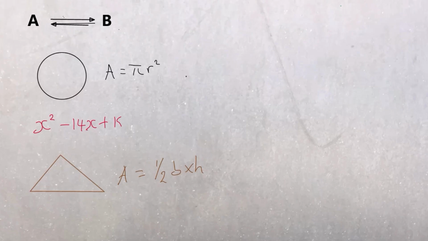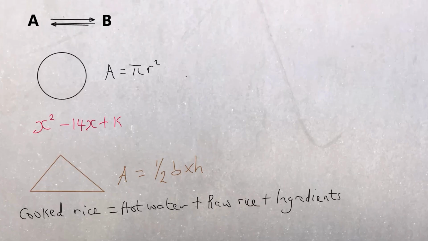And we can also look at this example. Cooked rice equal to hot water plus raw rice plus ingredients. This is an example of equation. We can decide to make hot water the subject of the formula, or even raw rice, or even ingredients. The process of doing this is also called changing subject of formula.